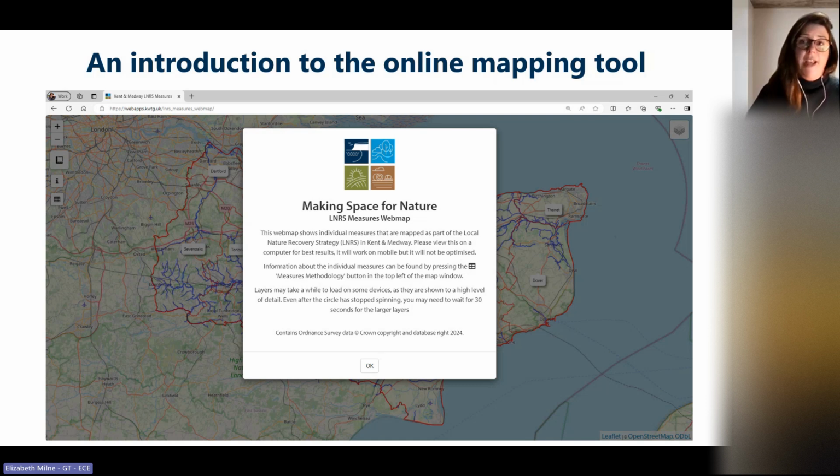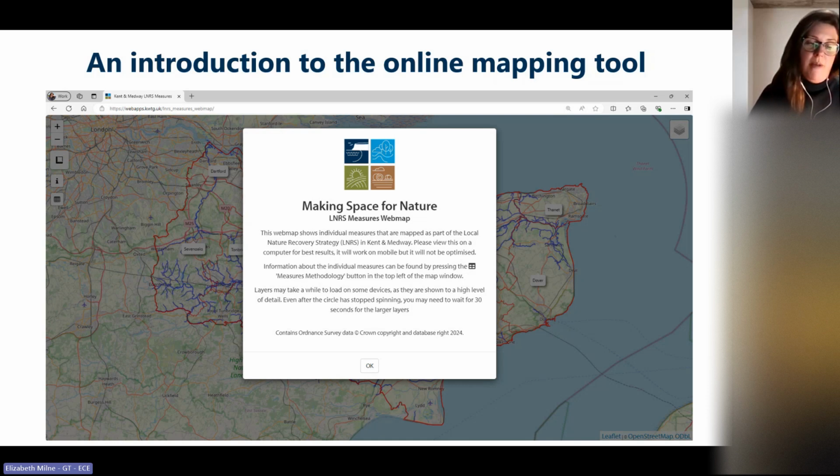So we have created a mapping tool to support the consultation, and this is very much an interim, well, I'd say it's a simple mapping tool, but Kent Wildlife Trust, who did all our mapping and created the online mapping tool, would probably balk at me calling it simple. But it's simplified just because there are certain aspects of what the local nature recovery strategy will do and how it will be used and how it will inform that we don't really know yet.